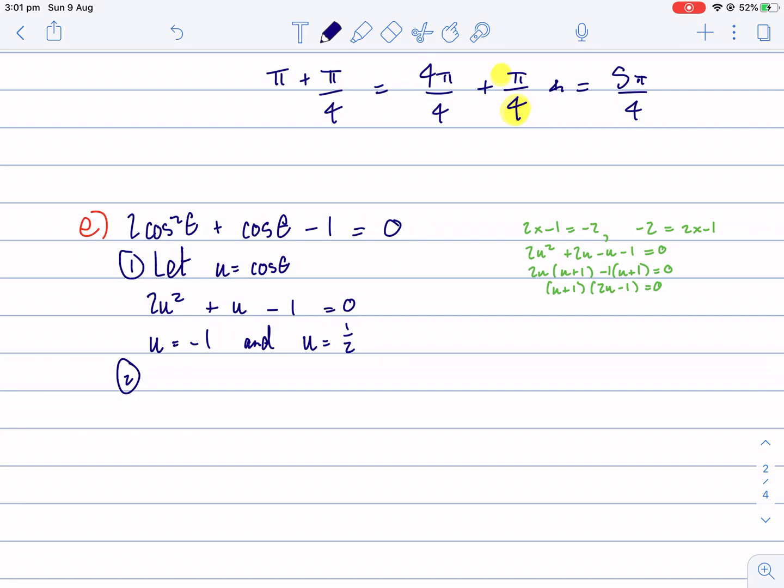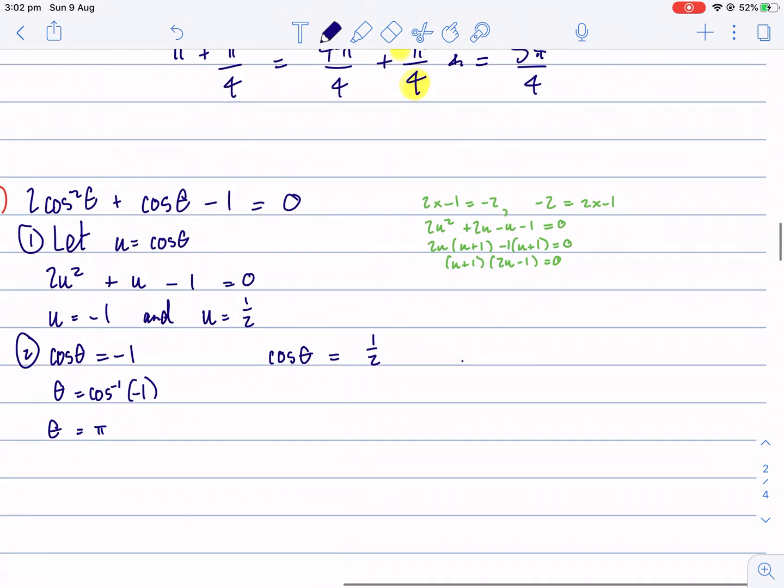So step 2, I've got cos theta equals negative 1, cos theta equals 1/2. Now, if you just do arc cos of -1, that'll give you pi. Of course, we do know a half.